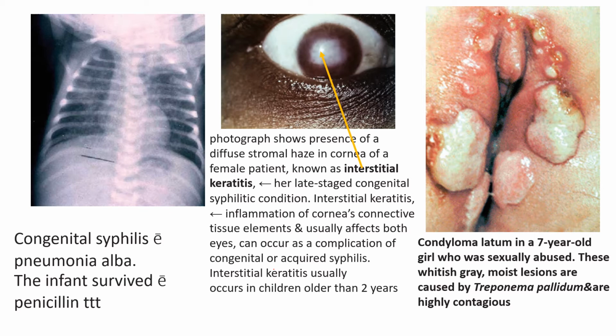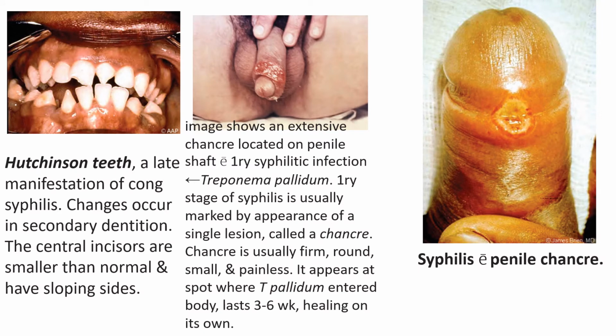The one on the right side, condyloma lata, in a 7-year-old girl who was sexually abused. These whitish-gray moist lesions are caused by Treponema pallidum and are highly contagious. On the left side, Hutchinson teeth, a late manifestation of congenital syphilis. Changes occur in secondary dentition. The central incisors are smaller than normal and have sloping sides.